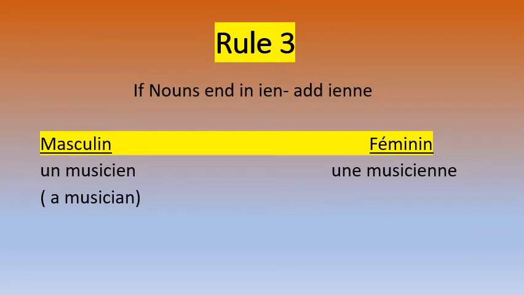In the masculine, I have taken a musicien. That means a musician. And now I have to change it into the feminine form. I will remove IEN, and I will be adding IENNE. So the word becomes musicienne, and the article also becomes une. So it becomes une musicienne. In the masculine, it is un musicien, and in femina, it is une musicienne.